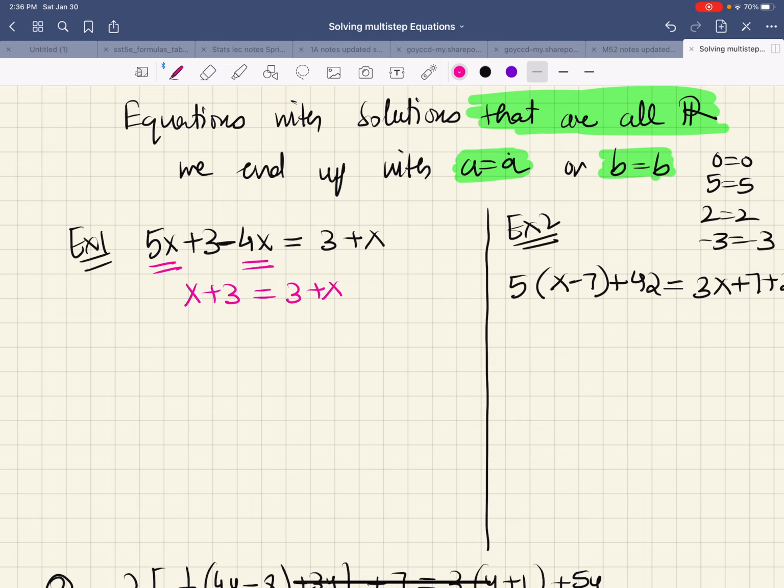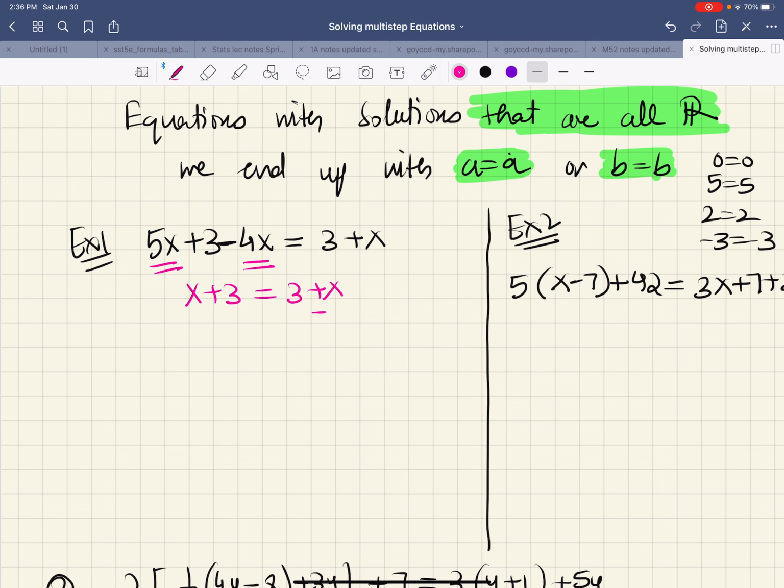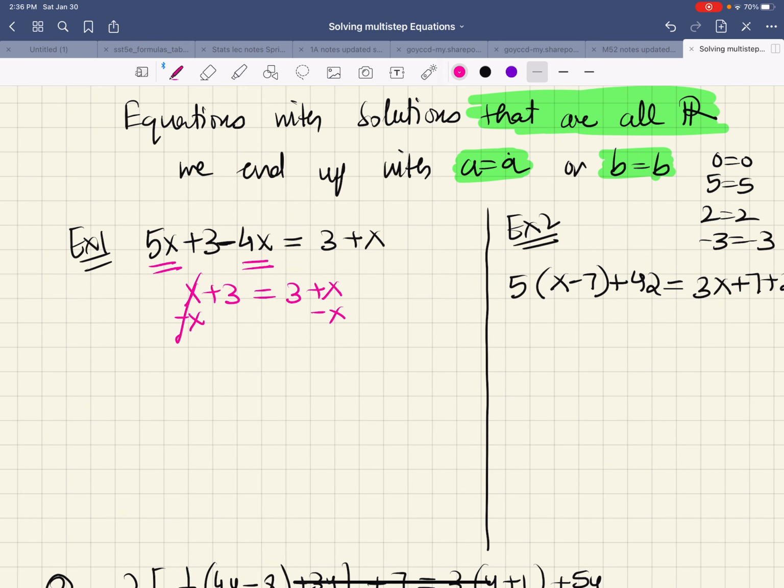But if you feel like you want to continue more, you can try to bring the variables to one side. So that will leave me with 3 equals 3. And that 3 equals 3 is always true. So if you're left with an identity, that means this equation's solutions are all real numbers. This is a symbol for all real numbers. So the solution is all real numbers.